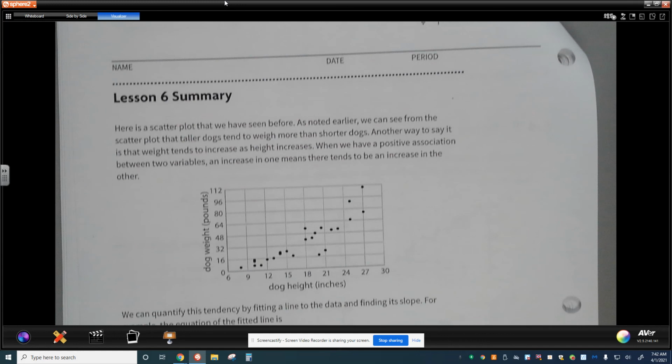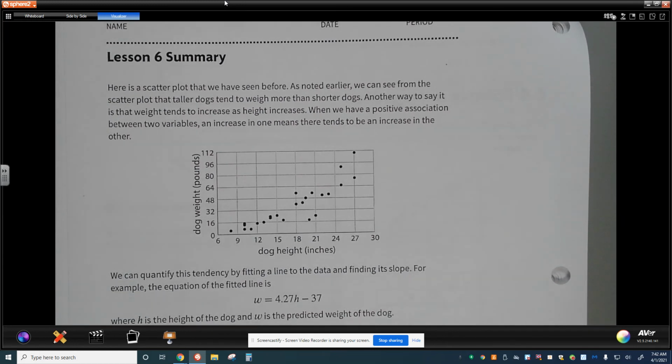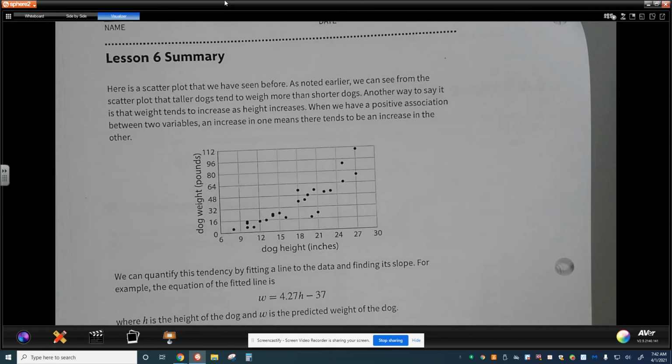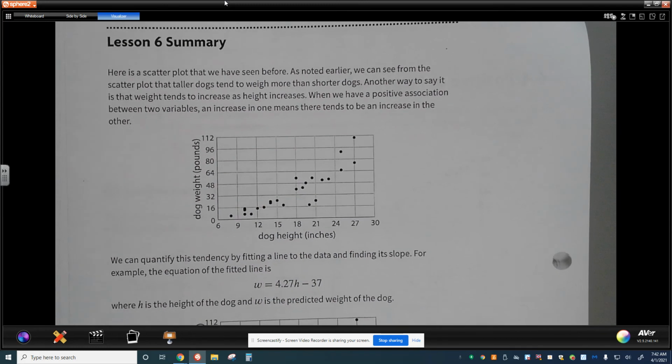When we look at this scatter plot again, one we've seen before, as noted earlier, we can see that it's a scatter plot showing that taller dogs tend to weigh more than shorter dogs. We can definitely see that there's some kind of a positive association. As the height increases, the weight increases. Seems like a pretty logical thing to say.